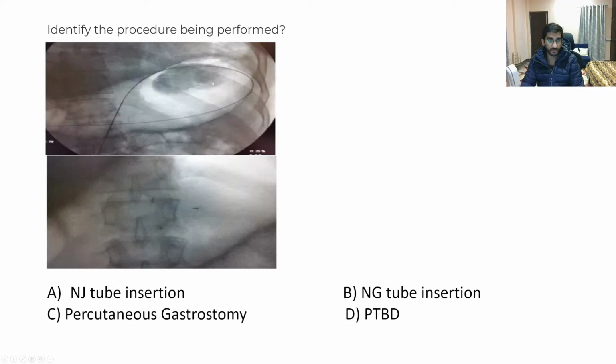So identify the procedure being performed. You see there is a guide wire which is going. This is the stomach shadow. This white one, this whole is the stomach. So this is the inflated stomach. This is the guide wire. This is the puncture site. The guide wire is going via the puncture site into the stomach, taking a loop into the stomach and then going towards the pylorus. And also you see these clips.